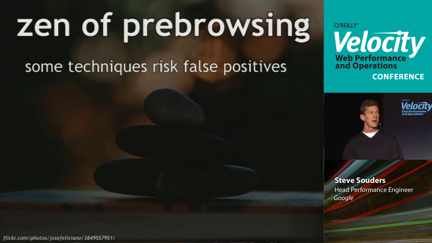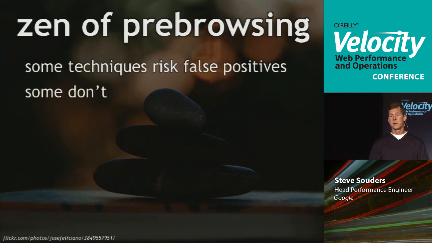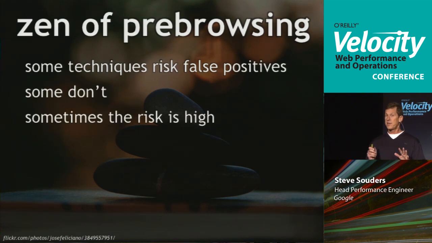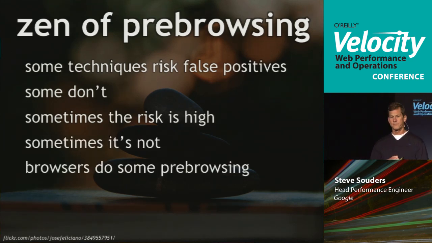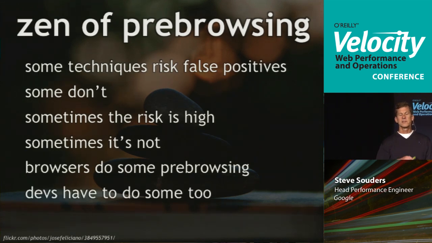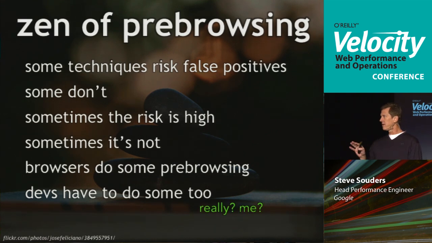So some of these pre-browsing techniques risk a lot of false positives, some don't. Sometimes the risk of these false positives is high, it's very costly. Sometimes the cost isn't that bad. Browsers do some of this pre-browsing, right? They're responsible for it and they'll take care of it for you. Some of it developers have to do. So if you think I'm talking about you out there, I am. You are one of the targets for the points, the takeaways of this talk.